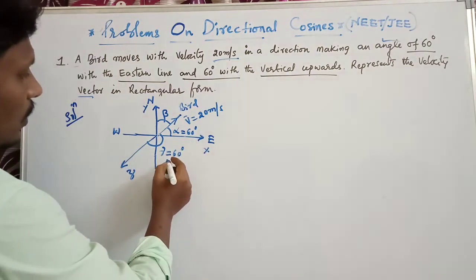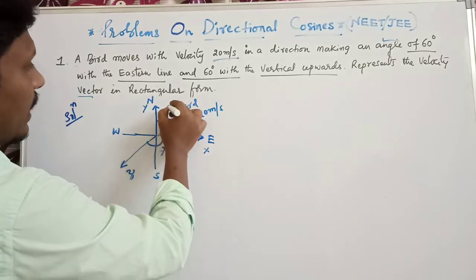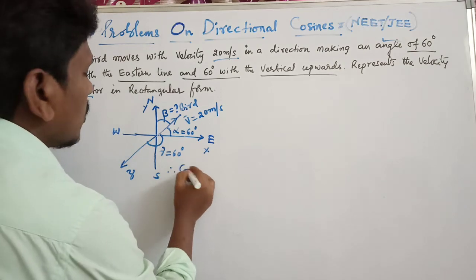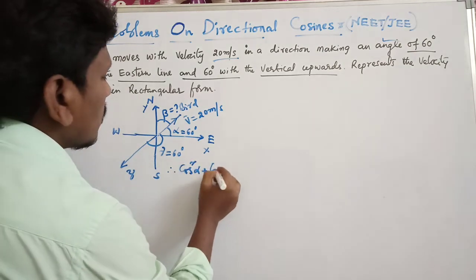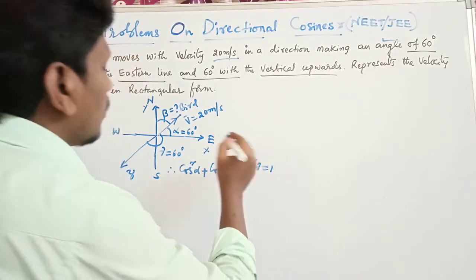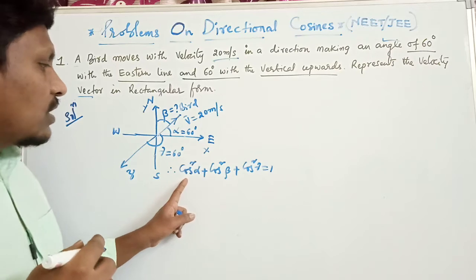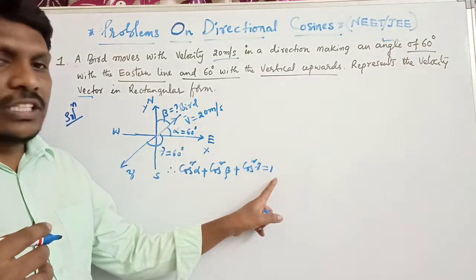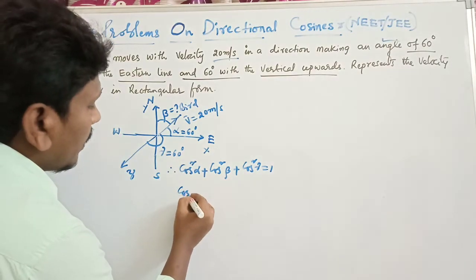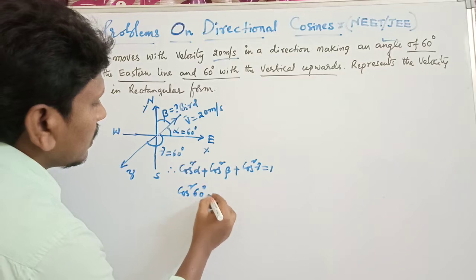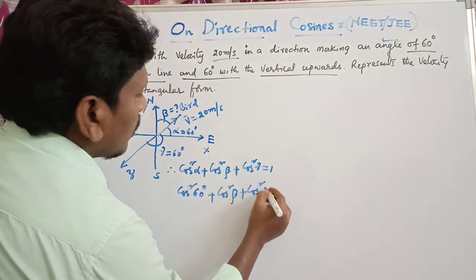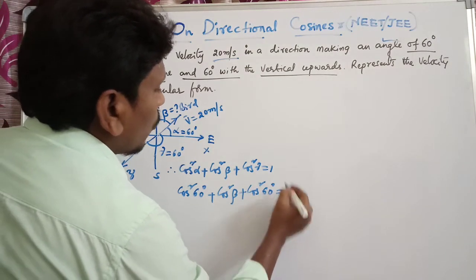Now we have to find this beta. From the directional cosines, cos square alpha plus cos square beta plus cos square gamma equals 1, because the sum of the squares of the directional cosines equals 1. This is the formula we have already seen. Now cos square alpha with alpha 60, cos square beta we don't know, and cos square gamma with gamma 60 degrees, equal to 1.